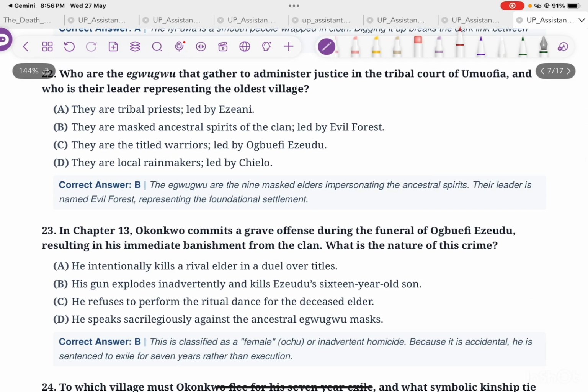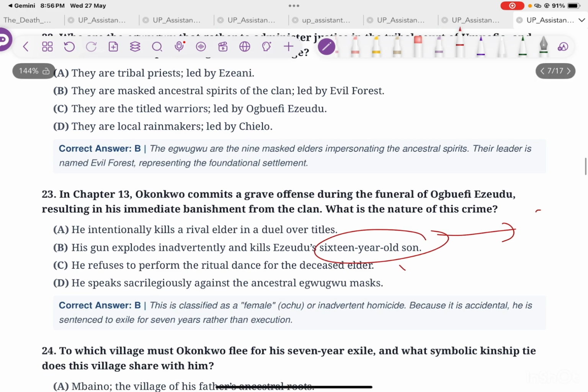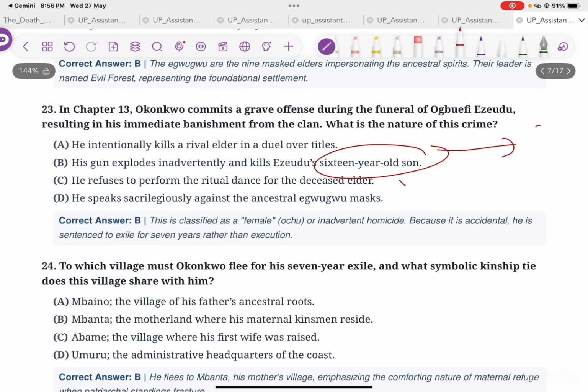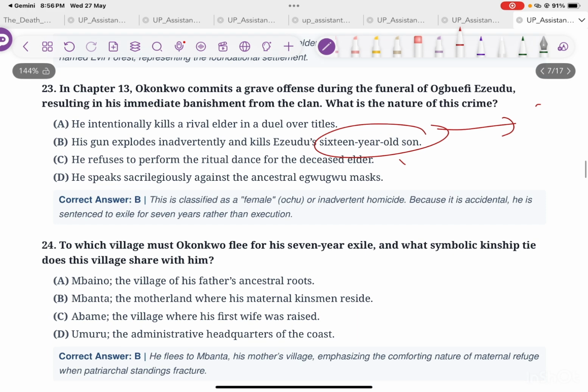In chapter 13, Okonkwo commits a grave offense during the funeral of Ezeudu, resulting in his immediate banishment from the clan. And what is the nature of the crime? His gun explodes and kills Ezeudu's 16-year-old son, and it's an accidental crime. In an accidental crime there is also an offense. An accidental offense also carries certain punishment. We will see what the punishment is. He has to abandon his village.